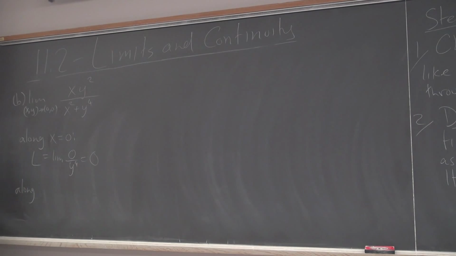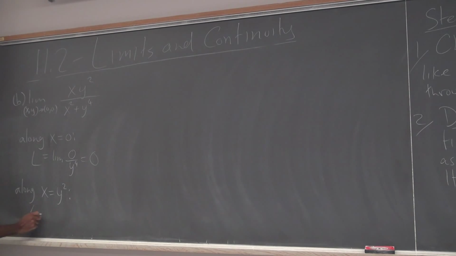y is equal to x squared. No, x equal to y squared. x equals y squared. Why did you pick that path? Out of the infinite number of paths you could pick. It allows you to combine the denominators. Here I have an x squared, there I have a y to the fourth. If I double my power on the x, it gives me the same power as the y. Let x equal y squared.